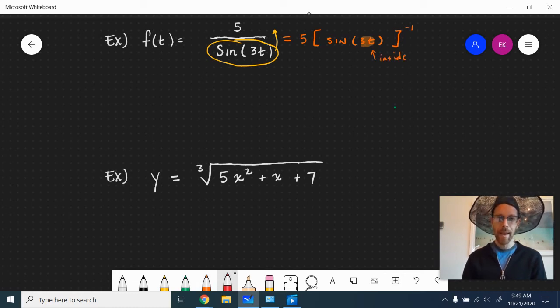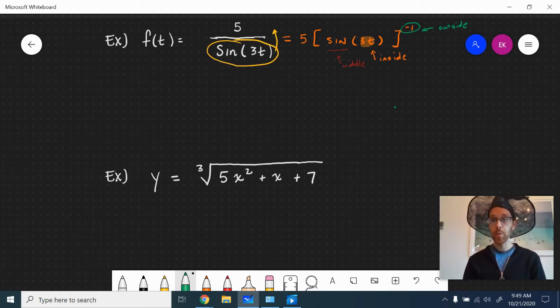We have a middle function right here. And then we have an outside function right here. So this problem has 1, 2, 3 different functions going on. The 5 is just along for the ride.